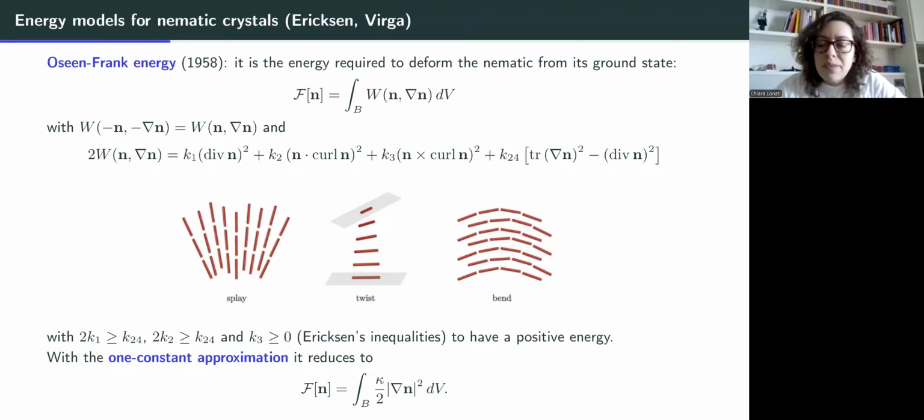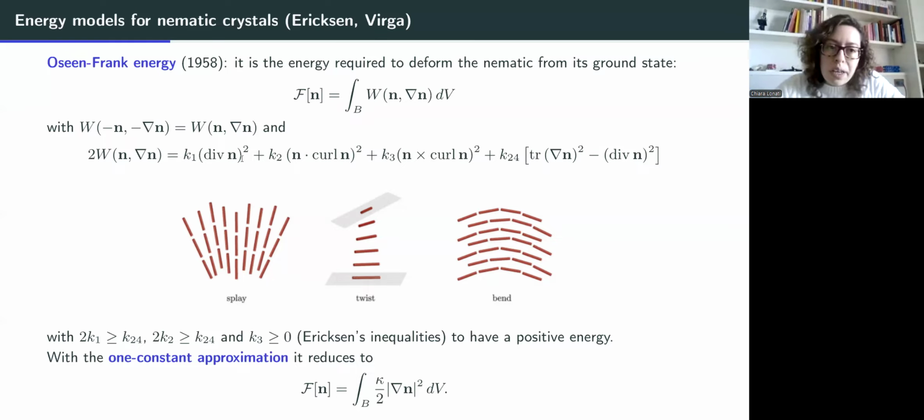So in particular, it gives us an energy functional that expresses the energy developed by the crystal. This energy depends on n, and you can see that it's an integral over a domain, in this case three-dimensional, of an energy density W that depends on n and its gradient. So the first property is the fact that, not having polarity, W of minus n and minus the gradient of n must be equal to the energy density computed for n and the gradient of n. And then we know that the energy density has this expression. So it depends on n, its divergence, the curl, and the gradient.